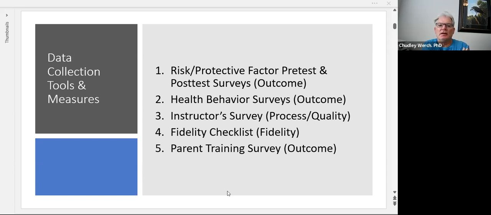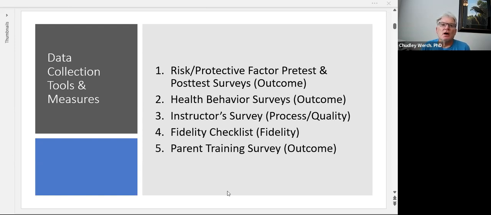Secondly, we do provide a pre and post health behavior survey. This includes measures of risk and protective factors plus actual health behaviors. So both of these surveys measure outcomes. They measure the effectiveness, if you will, of your program.